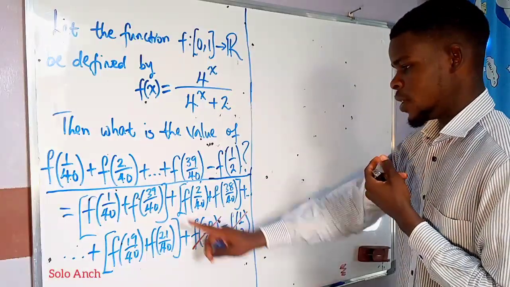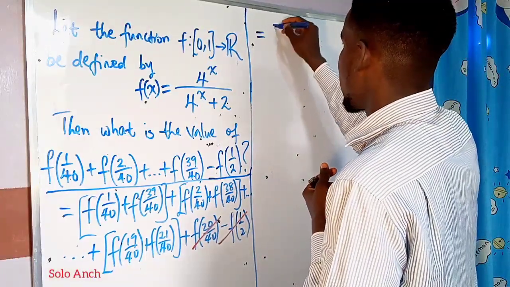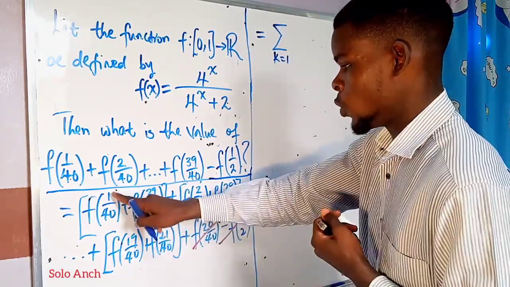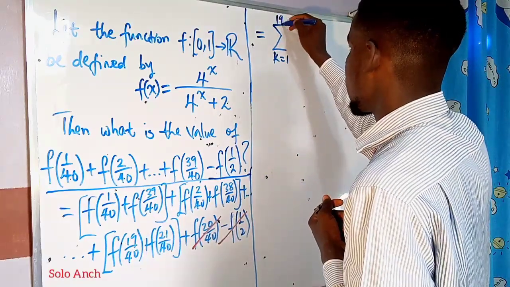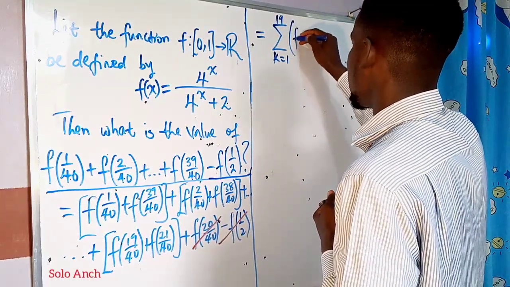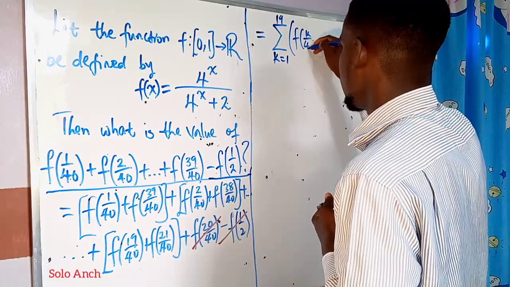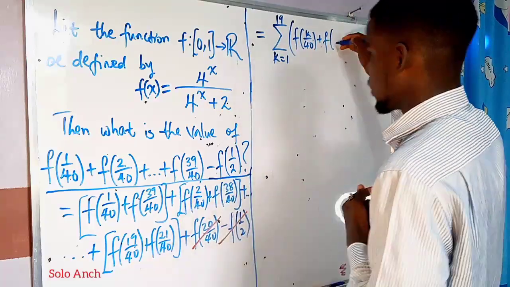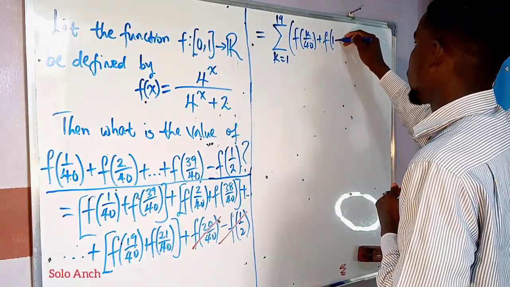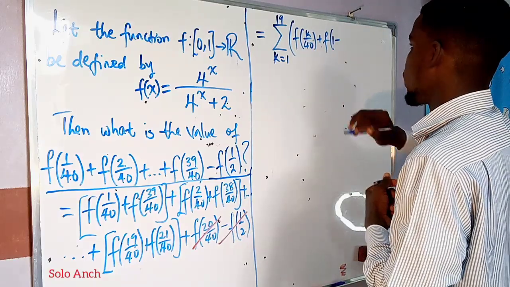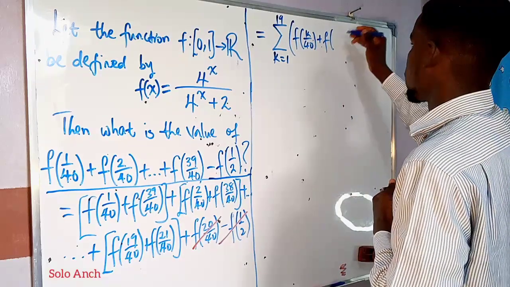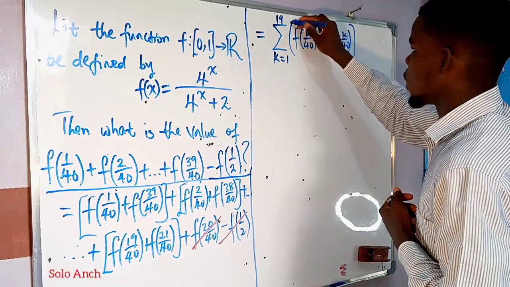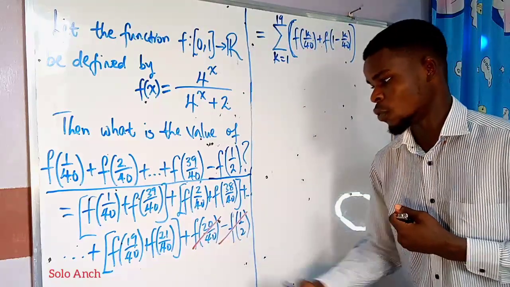Okay, so from what we have here, we can rewrite this in closed form as the sum, let's use k. k starts from 1 up to 19. All right, so notice that of this sum here, that will be f of k over 40, plus f of 39 over 40, which I can rewrite as 1 minus k over 40. Anyway, let me just put it down as 1 minus k over 40. Okay, great. So that will give us that, given that these two will be cancelled.